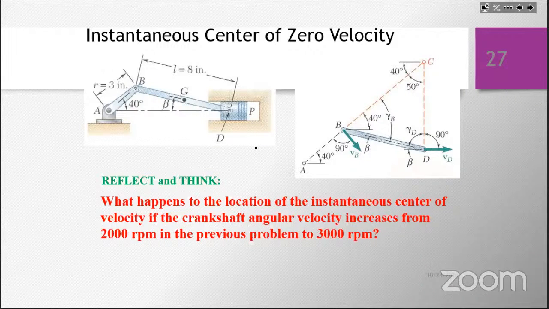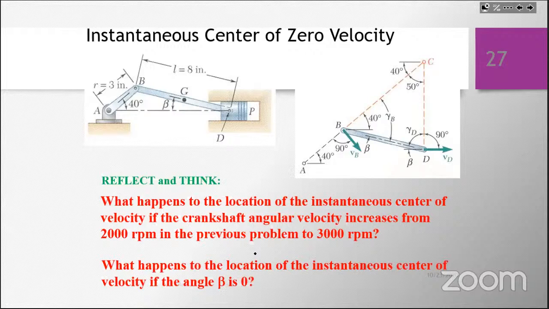Yeah, Julian. Right. If we're looking at it at the same moment in time, doesn't matter how fast it's spinning, the instantaneous center will still be where it's going to be. The only thing that's going to change it is if we change our orientation.